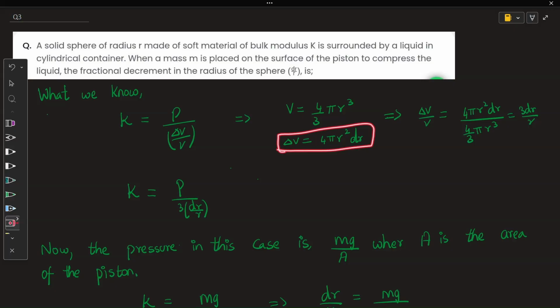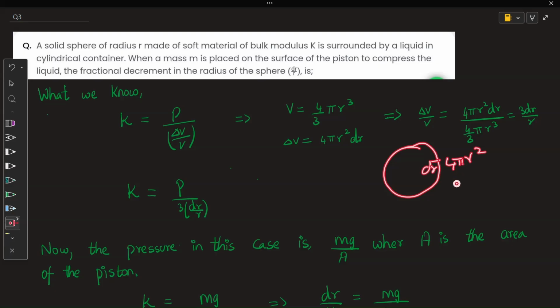This is how, if you see, delta V is nothing but the small volume of a spherical shell with thickness dr. If you see, the surface area of a sphere is 4 pi r square, right? And the thickness is dr. If you're just multiplying it with dr, the error exists, but when dr goes nearly to 0, the error also goes to 0. So that's why delta V is 4 pi r square dr.